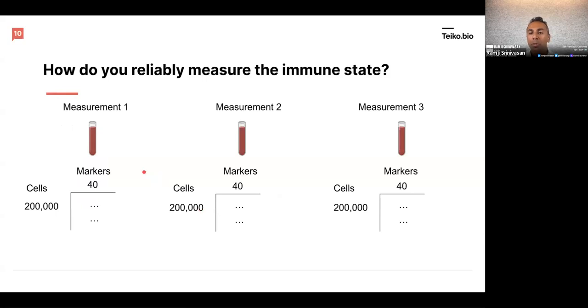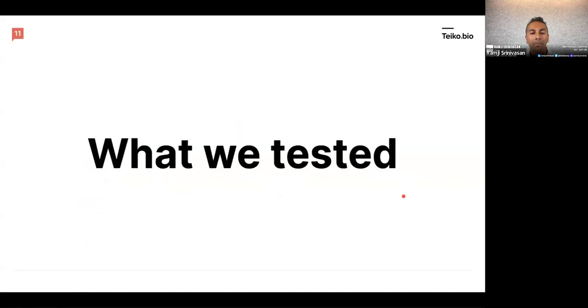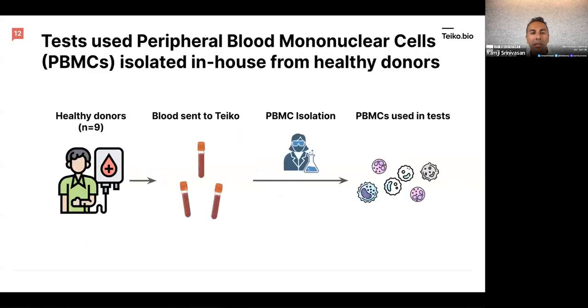So for measurement 1, measurement 2, measurement 3, as a simplification, you would have to look at these dozens of different immune cells across hundreds of thousands of cells for every sample that you take. And each of these matrices should look more or less similar to one another. So what we tested at Teiko is peripheral blood mononuclear cells isolated in-house from healthy donors. So we got healthy blood donors, 9 of them. The blood was sent to Teiko. We did isolation at our lab, and then we used these PBMCs in our tests.